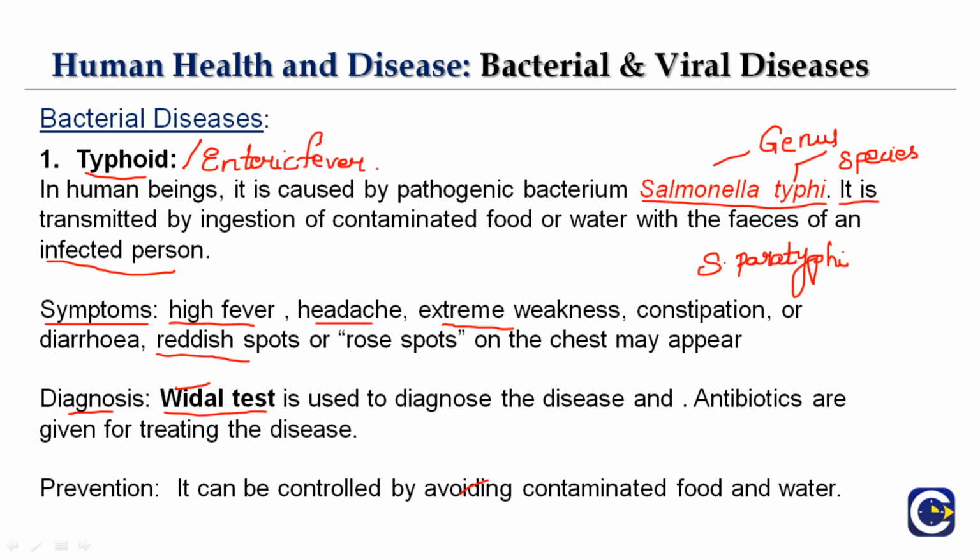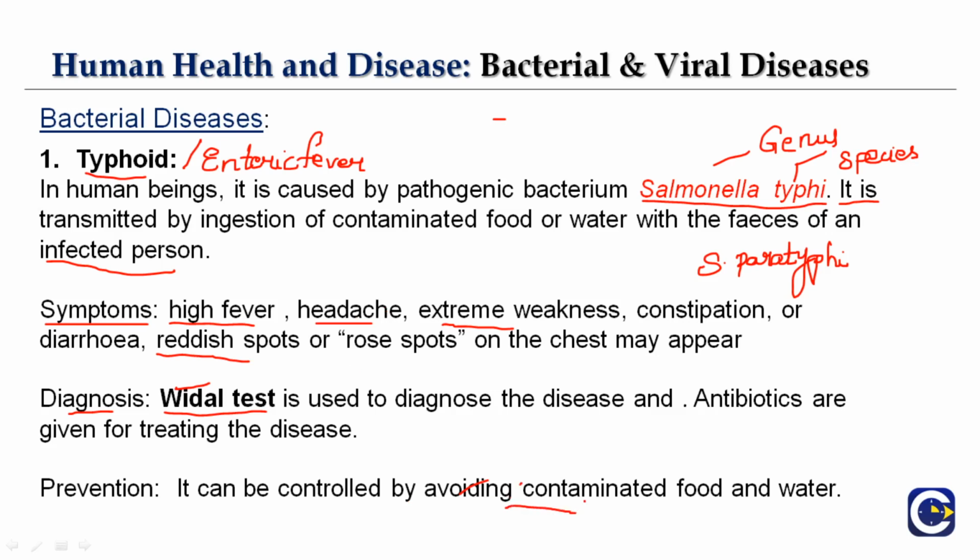Okay, so Vidal test, if you see, it's an agglutination test that detects agglutinating antibodies against the O and the H antigens of the Salmonella typhi. So this test is used to diagnose the disease and antibiotics are given for treating the disease. So how can you prevent this disease? Okay, so prevention is controlled by avoiding having contaminated food or water.